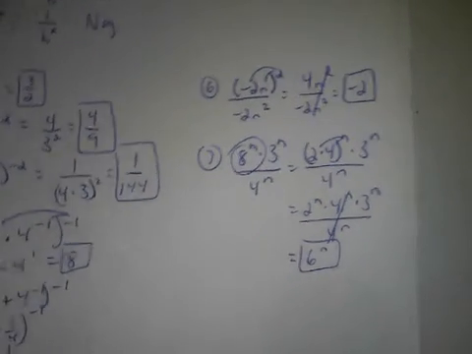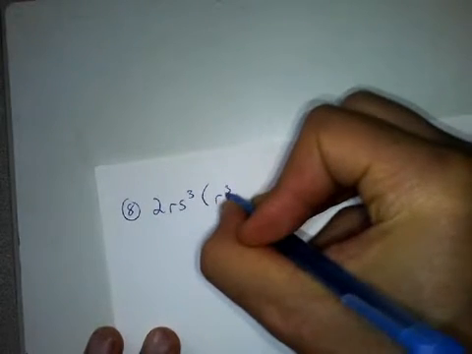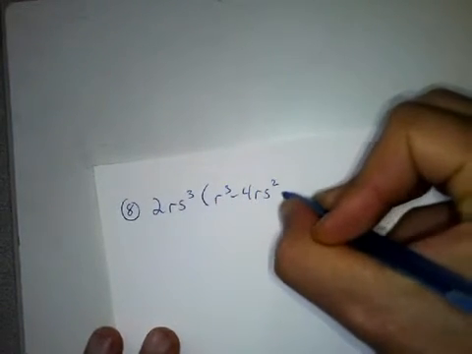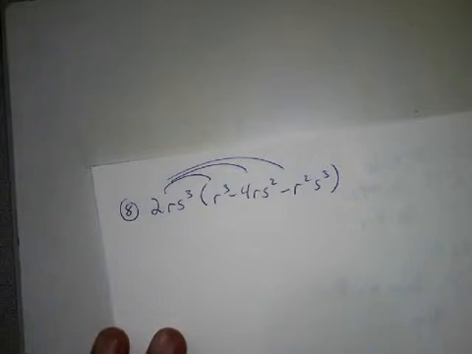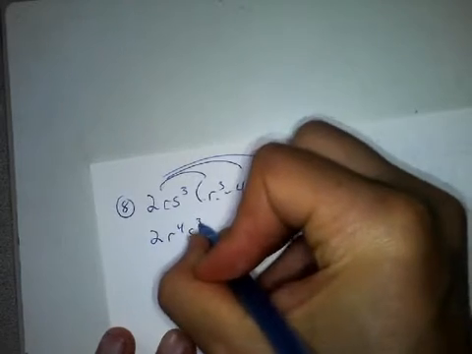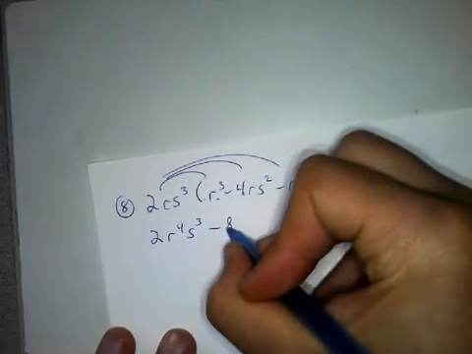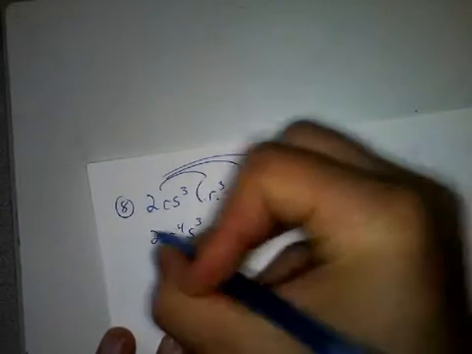So now let's switch gears and do some problems involving variables. So number 8. If we have something like 2rs cubed times r cubed minus 4rs squared minus r squared s cubed. So we can distribute, and we just have to remember to add all the exponents. So 2 times 1 is 2, r to the 4th, s cubed, minus 8, 2 times negative 4 is negative 8, r squared, s to the 5th, minus 2r cubed, s to the 6th.